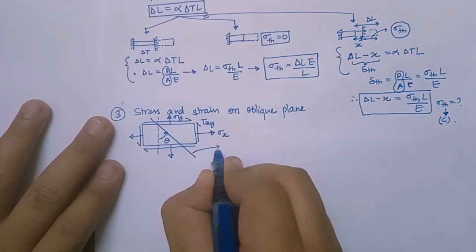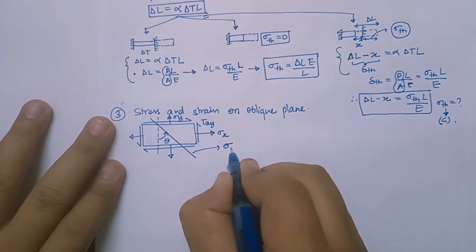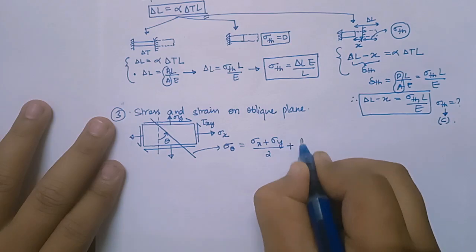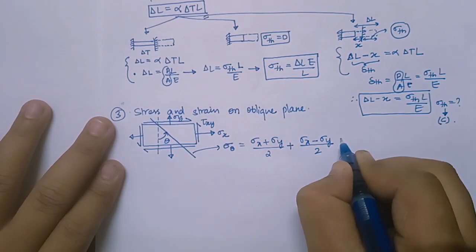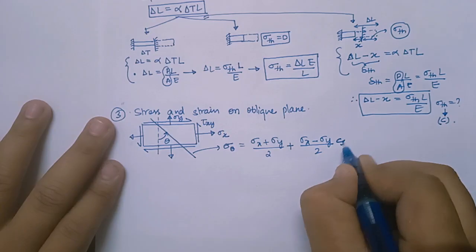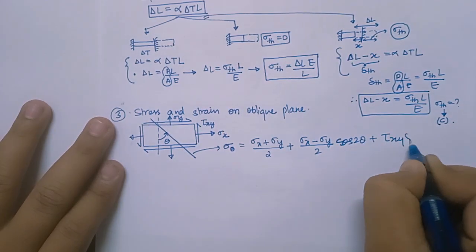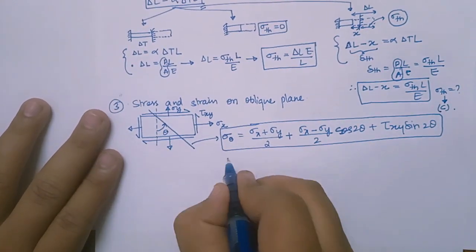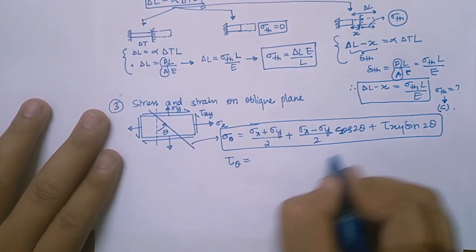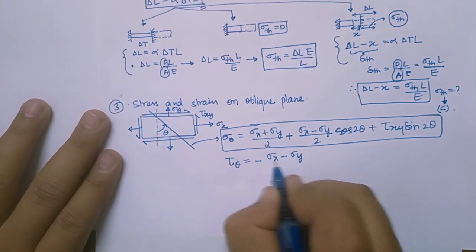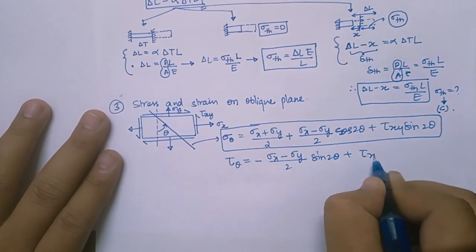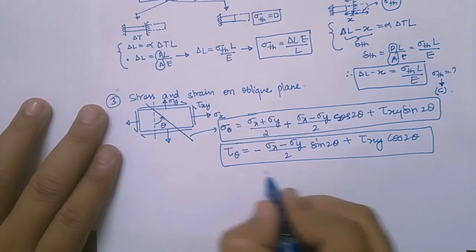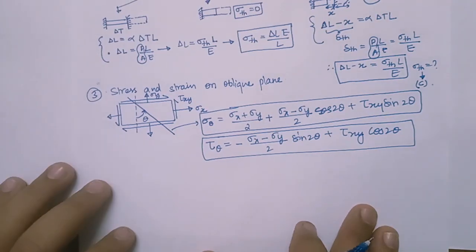So if I want to write the stress on this plane, normal stress is (sigma x plus sigma y) by 2 plus (sigma x minus sigma y) by 2 cos 2 theta plus tau xy sin 2 theta. So this is normal stress at this plane. Similarly, shear stress will be what? Just differentiated. So cos differentiation is minus. So minus (sigma x minus sigma y) by 2 sin 2 theta plus tau xy cos 2 theta. So this is shear stress on this plane, right? So that is the case.